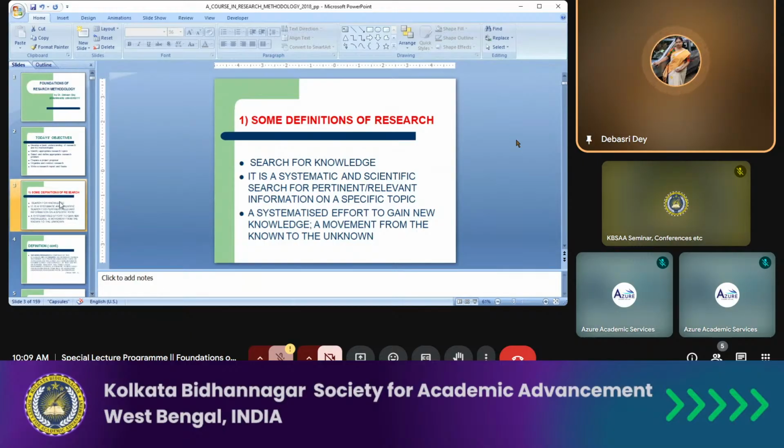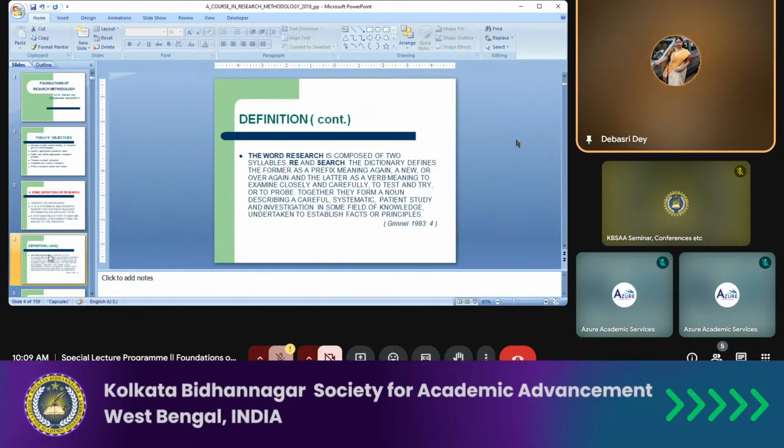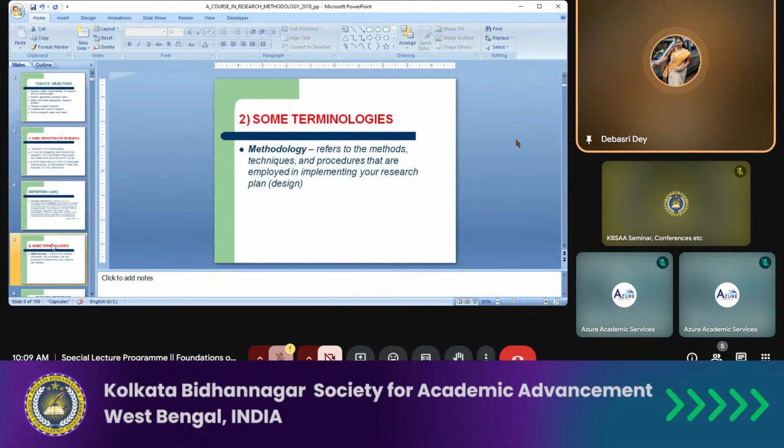In my presentation, here are some definitions of research which highlight the search of knowledge, what I already told, and they highlight the systematic scientific process too. There are various dictionary definitions, and those are included. Instead of reading those definitions, it's better to discuss many more parts of research that we can cover.